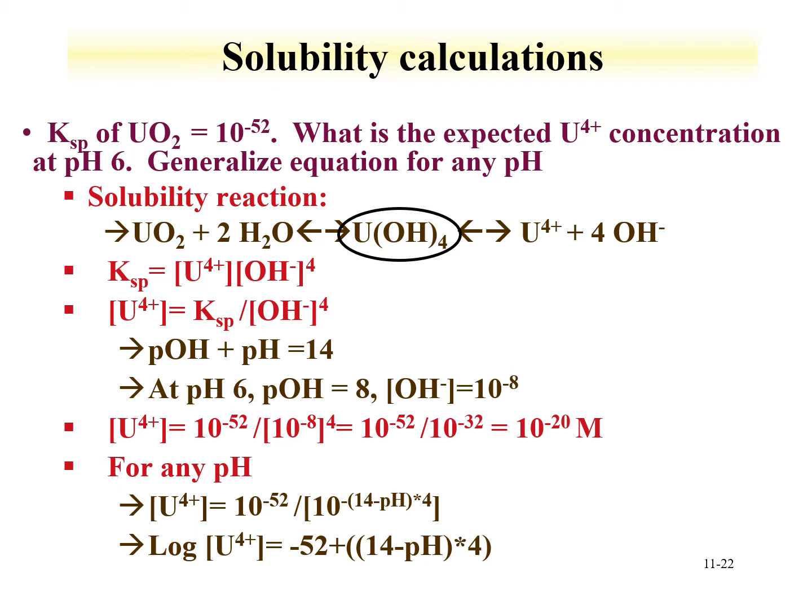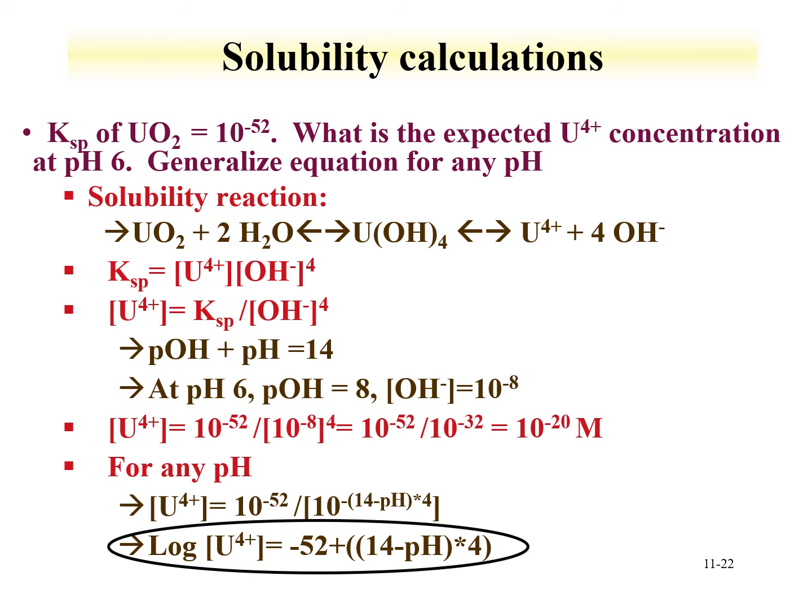And I can generalize this equation where I say that the uranium 4 concentration is just equal to the KSP divided by 10 to the minus (14 minus the pH) times 4. If I take the log of both sides, it's just minus 52 plus (14 minus pH) times 4. So that's a very generalized equation that I can use to determine the amount of uranium 4 that will be formed from the dissolution of uranium dioxide.